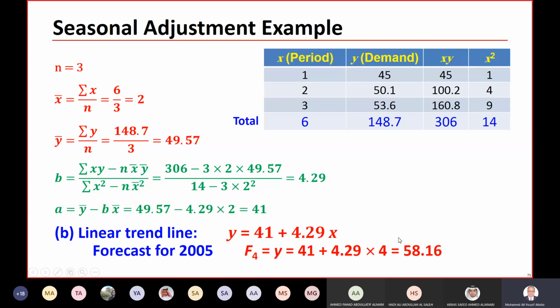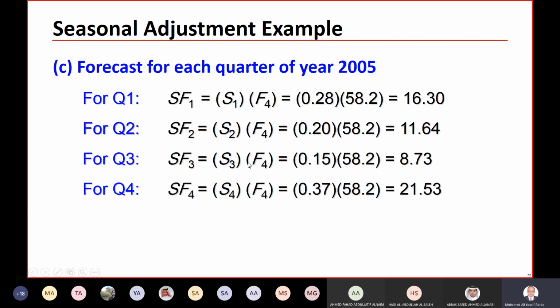So what is the next step? It is to multiply this 58.16 times S1 to get the forecast for the first season, times S2 to get the forecast for the 2nd season, the total forecast multiplied by S3 to get the forecast for the 3rd quarter, and S4 multiplied by the total forecast to get the forecast for quarter number 4. Of course, the summation of those will equal 58.2. But you distribute the total demand over the seasons using these seasonal factors calculated earlier. So this is how to consider the seasonal impact on the demand forecast.